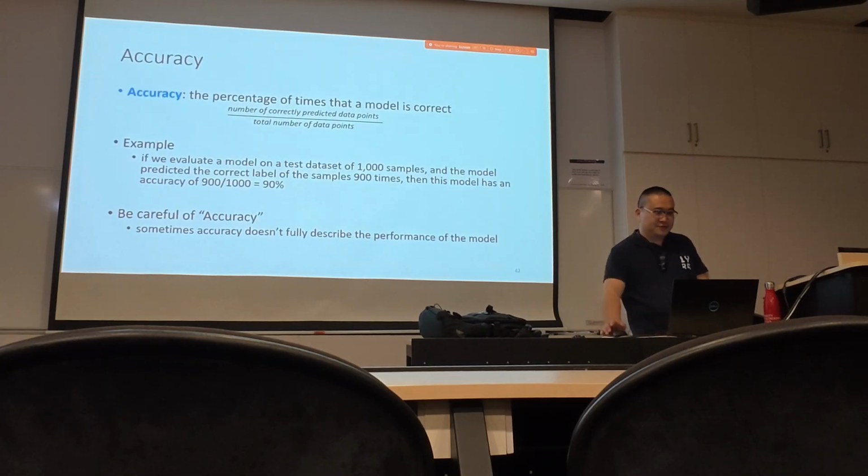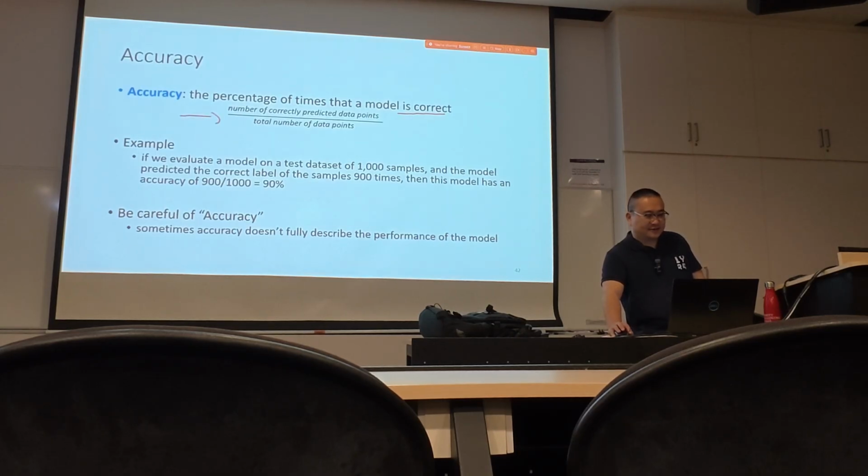The first metric is accuracy. This is a very simple one. It measures the percentage of times that the model is correct. The formula is this one: we divide the number of correctly predicted data points by the total number of data points. Very straightforward. Here's an example. If we evaluate the model on the 1,000 samples, and the model gets the correct prediction 900 times, then the accuracy is very simple: 90% accuracy.